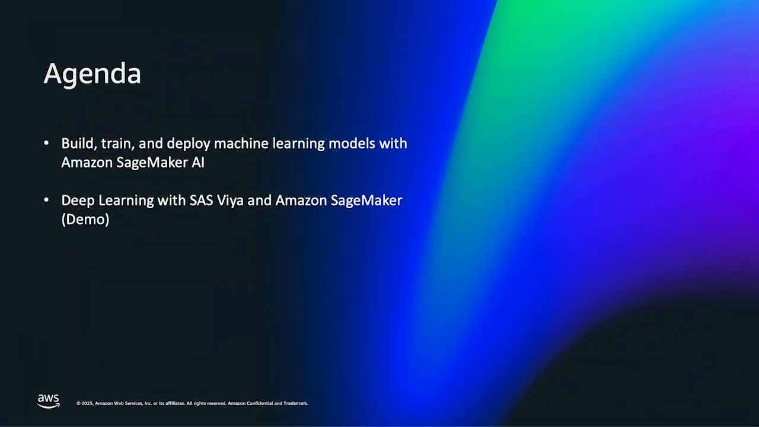All right. So for this session, I'm going to talk to you a little bit about what is Amazon SageMaker AI, and then we'll look into a demo on how you can combine both Viya Workbench and SageMaker AI to be able to run a deep learning training and inference.